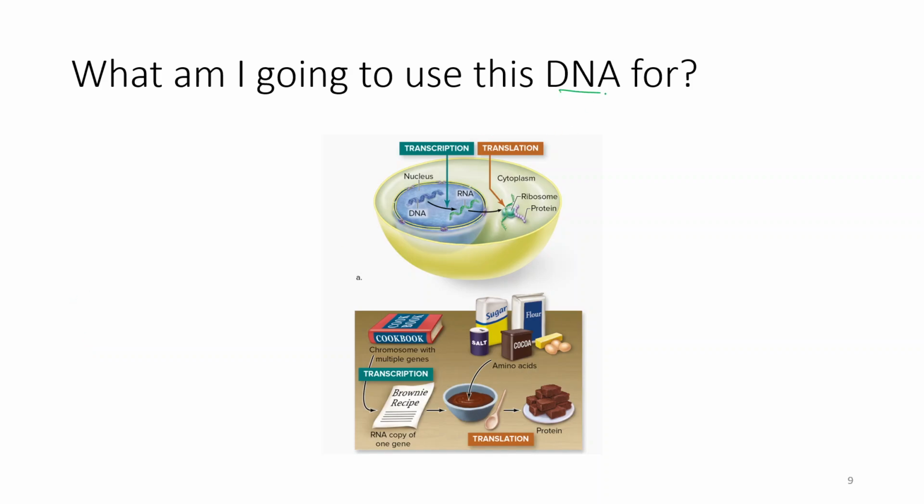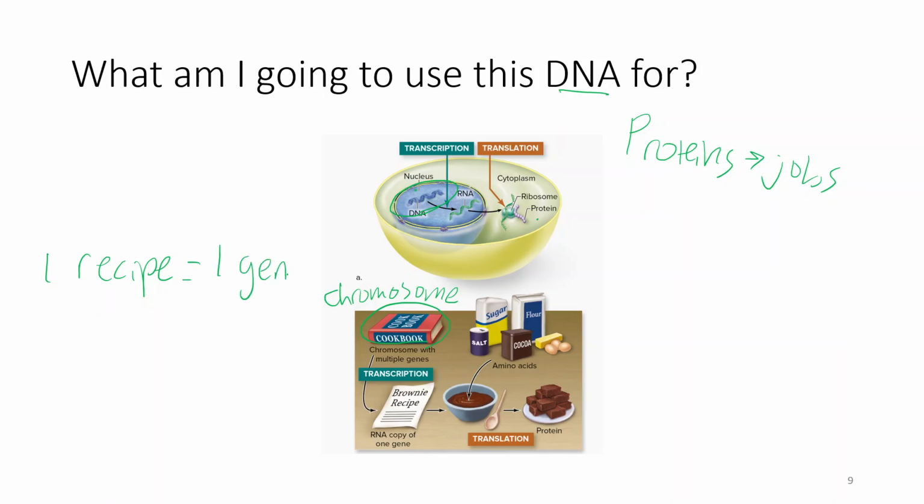So what are we using our DNA for? So our DNA lives in the nucleus in eukaryotes. And we want to get from DNA in the nucleus to proteins that are doing jobs, right? Proteins do jobs. Okay, so let's think about this as a cookbook. Our cookbook is like our chromosome. It has lots of recipes or lots of genes. So one recipe in the cookbook would equal one gene.